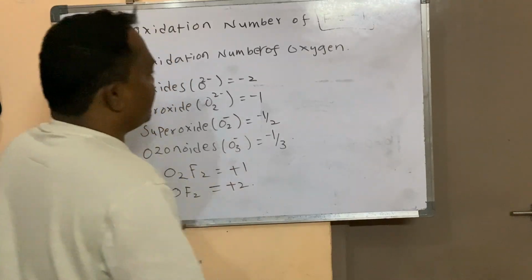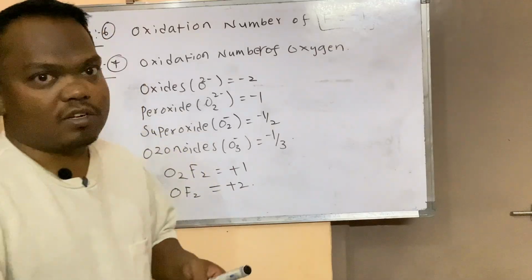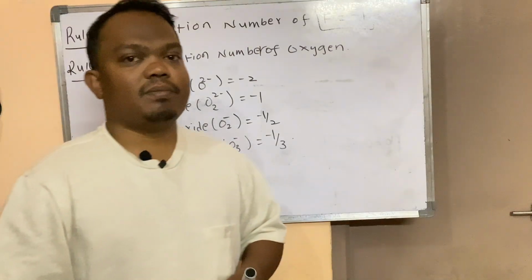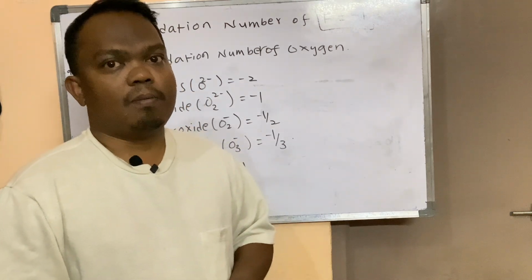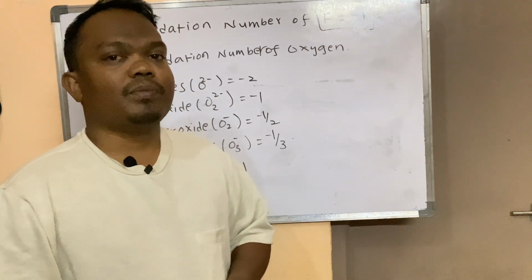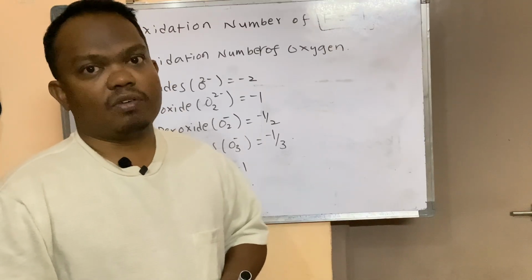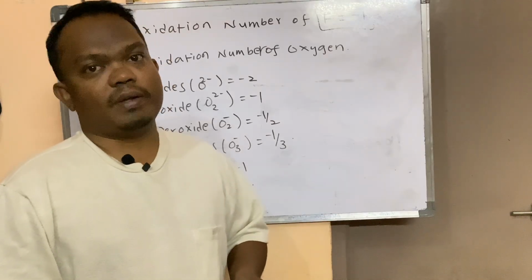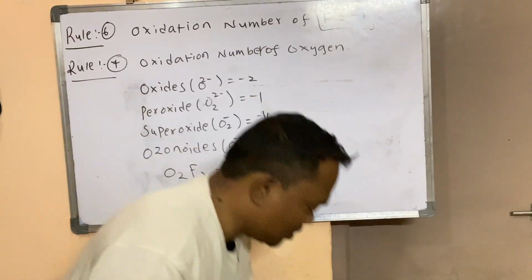So oxygen will exhibit a different oxidation state in a different manner. In oxides, it exhibits minus 2. In peroxides, minus 1. In superoxides, minus 1 by 2. In ozonides, minus 1 by 3. In the oxyfluorides, in OF2, it exhibits plus 2, and in O2F2, plus 1. Okay, right. Let me move on to the next rule.